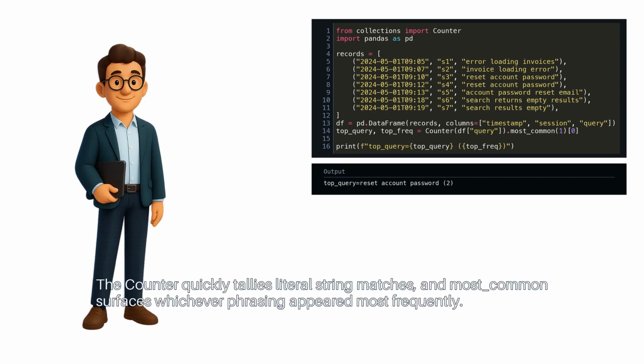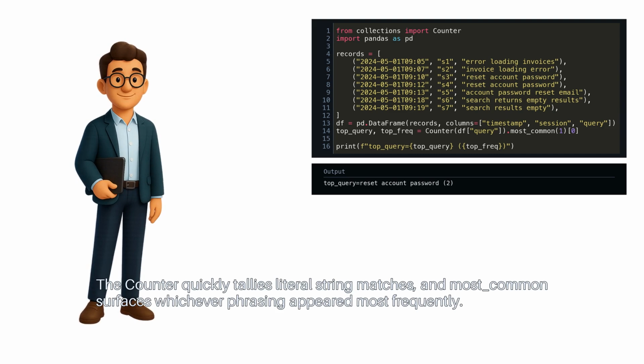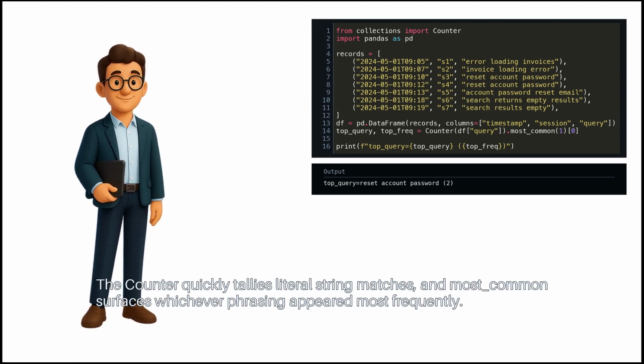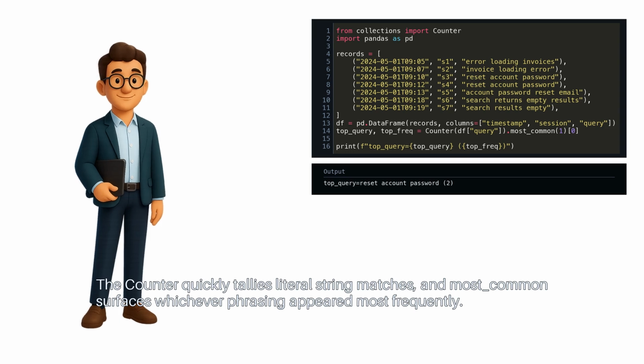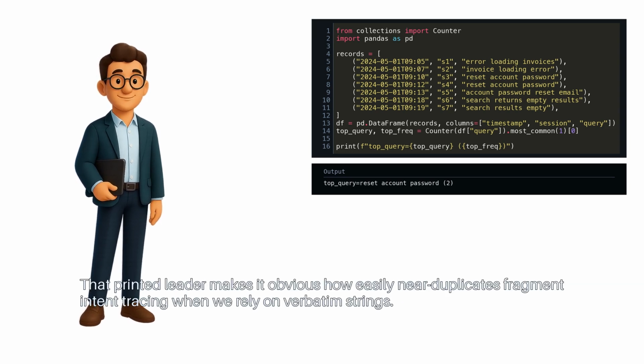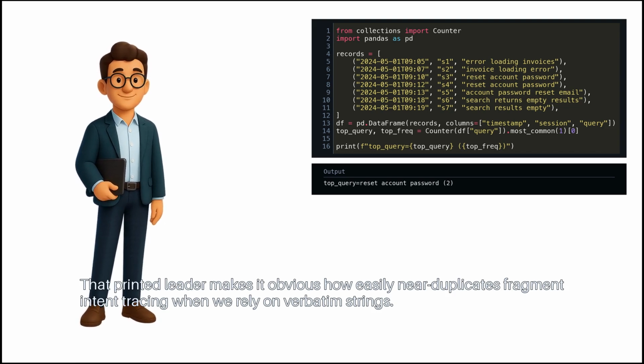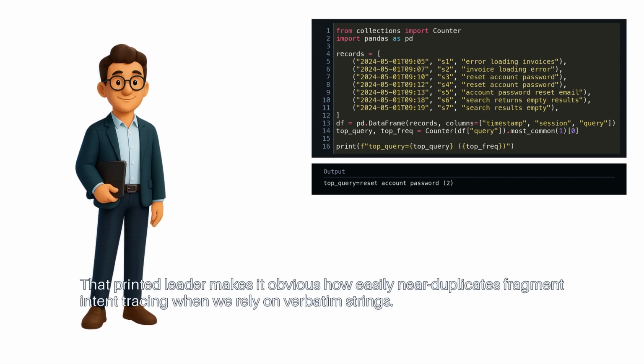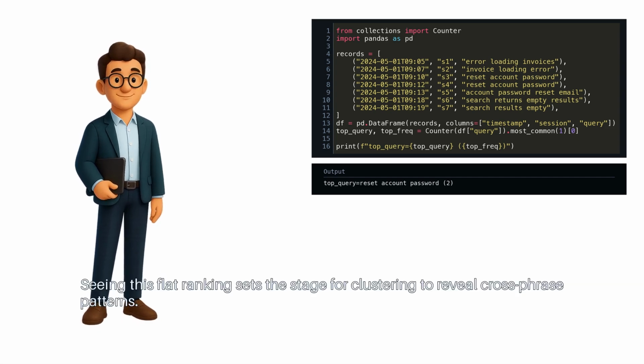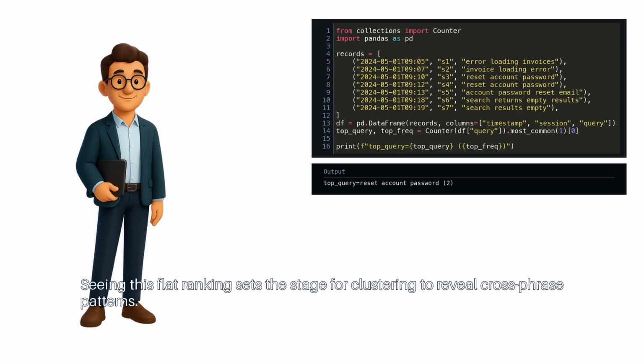clusters. The counter quickly tallies literal string matches and most_common surfaces whichever phrasing appeared most frequently. That printed leader makes it obvious how easily near duplicates fragment intent tracing when we rely on verbatim strings. Seeing this flat ranking sets the stage for clustering to reveal cross-phrase patterns.